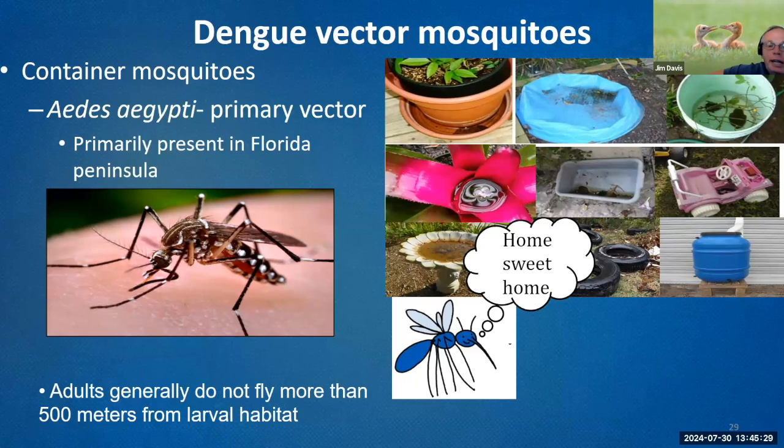So how to prevent that as a homeowner? Well, Aedes aegypti is this one right here, and that's the primary vector. But again, it's going back to inspecting your yard and making sure that you don't have any containers having any water in them.